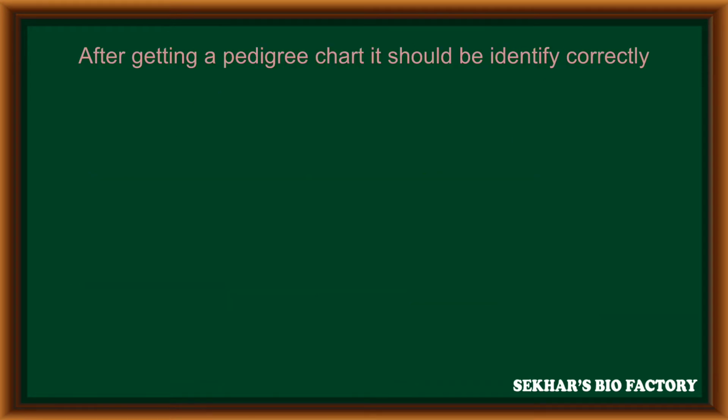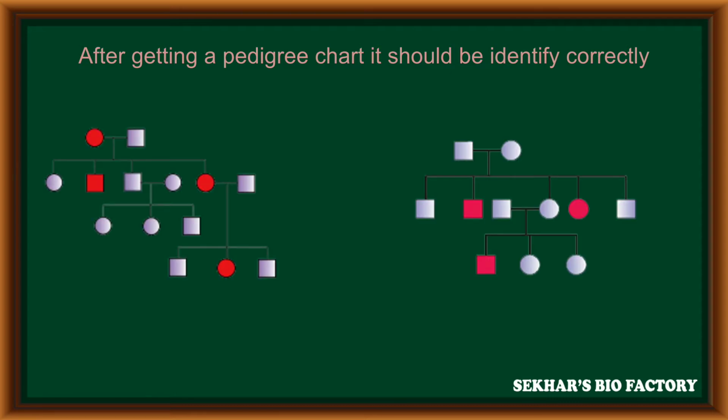After getting a pedigree chart, first it should be identified correctly. And these are the pedigree charts given in the NCERT textbook. First we have to identify with the easy tricks. For example, when you take an affected individual, and these affected individuals have at least one affected parent, so it confirms that it is a dominant inheritance.